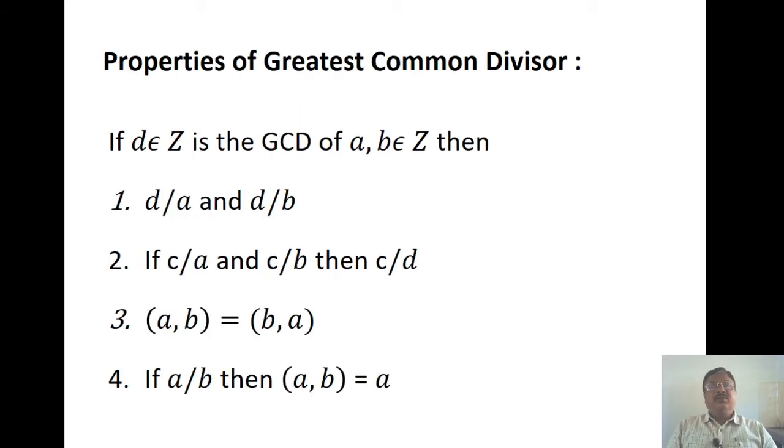Now let us see the properties of greatest common divisor. If D belonging to Z is the GCD of A, B belonging to Z, then number 1, D divides A and D divides B. Number 2, if C divides A and C divides B, then C divides D. That is, C is a common divisor of A and B, then it also divides the GCD D. Number 3, the GCD of A, B is equal to the GCD of B, A. The fourth, if A divides B, then the GCD of A, B is A itself.